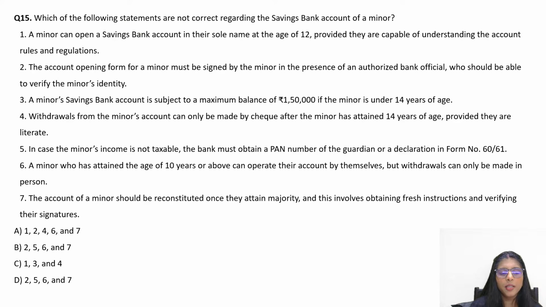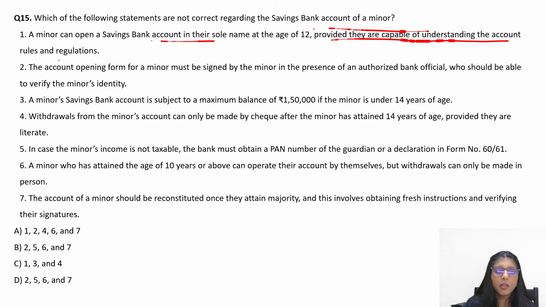Next question. Which of the following statements are not correct regarding the saving bank account of a minor? A minor can open a saving bank account in their sole name at the age of 12, provided they are capable of understanding the account rules and regulations. No. A minor can open an account at the age of 10 years, not 12 years. So it's incorrect. It's 10 years, basically. The account opening form for a minor must be signed by the minor in the presence of an authorized bank official who should be able to verify the minor's identity.